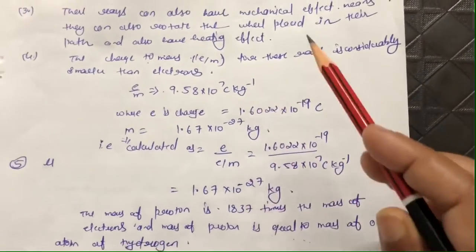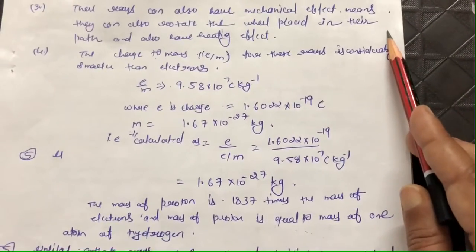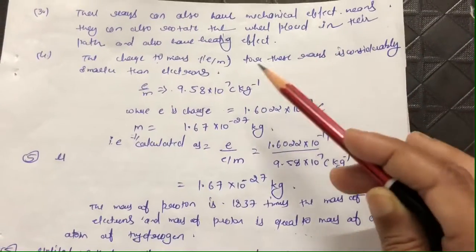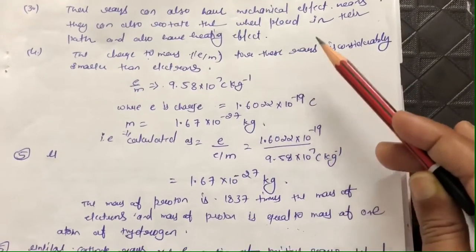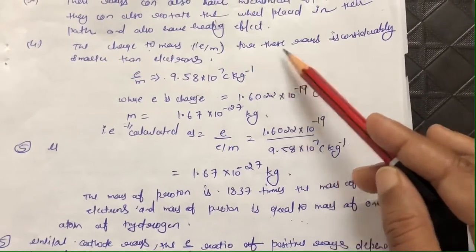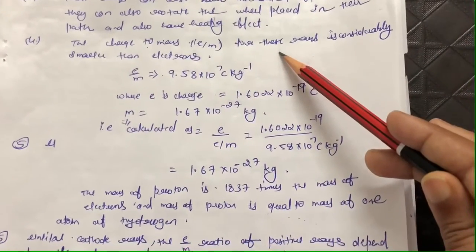These rays can also have a mechanical effect, meaning they are able to move objects. They can also rotate a wheel placed in their path, and also have a heating effect. The charge to mass ratio for these rays is considerably smaller than for the electrons.